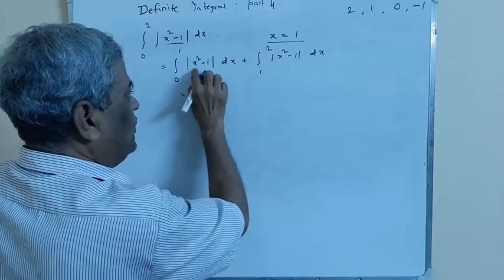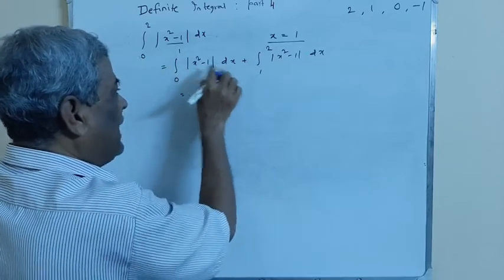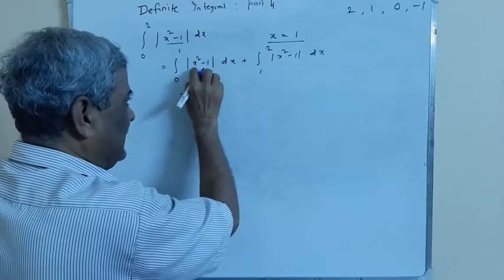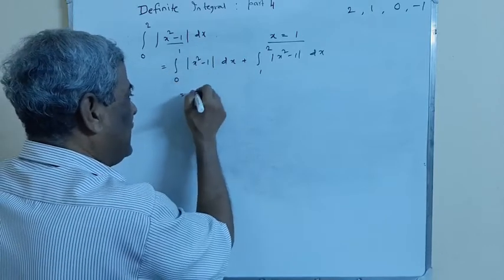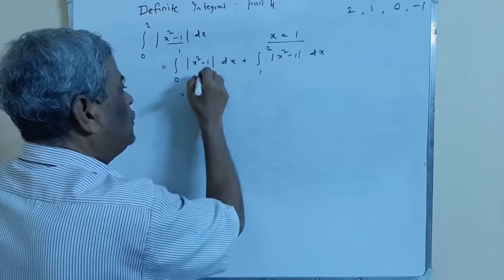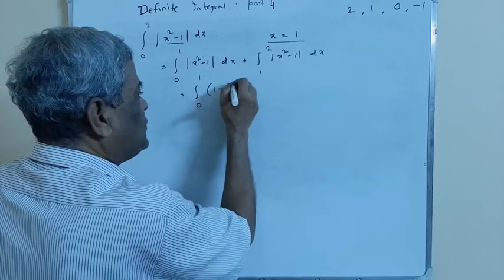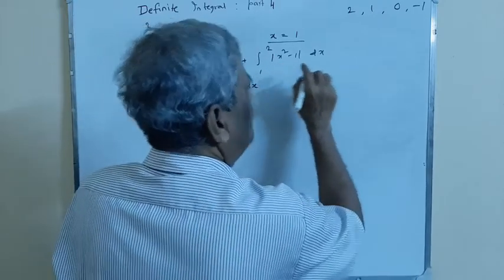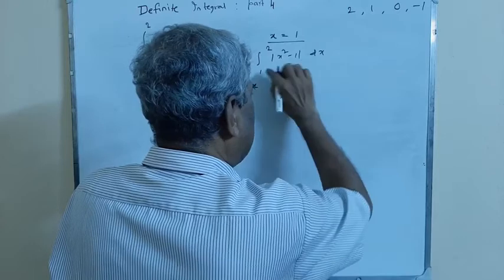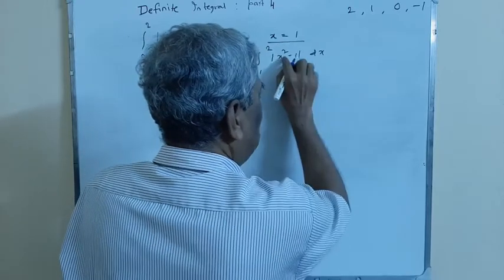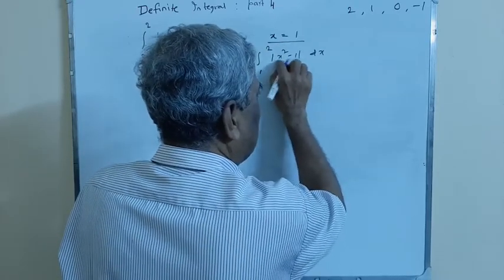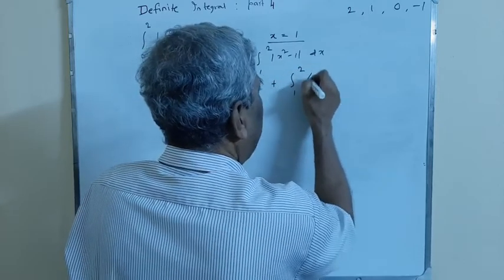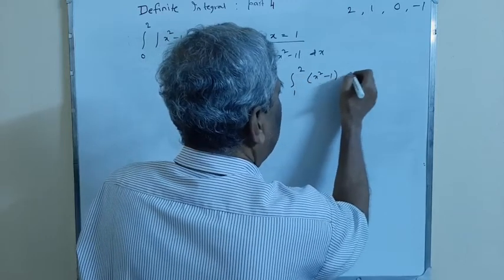Now in that part, the value of x is 1 or less, so this becomes negative, so this is equal to 0 to 1 of 1 minus x square dx, and in that case x is more than 1. So if x is more than 1, that part is positive, so it is equal to 1 to 2 of x square minus 1 dx.